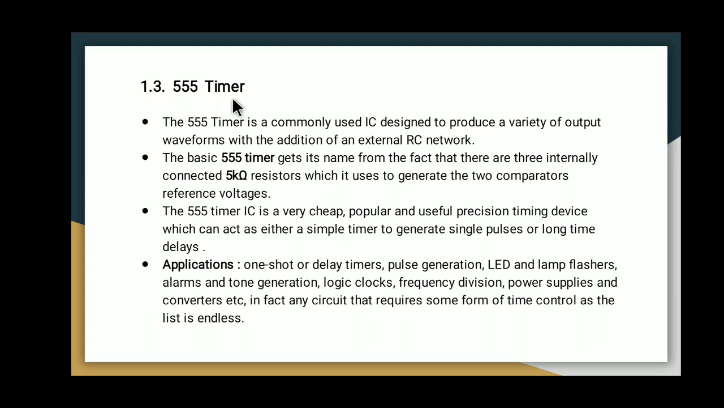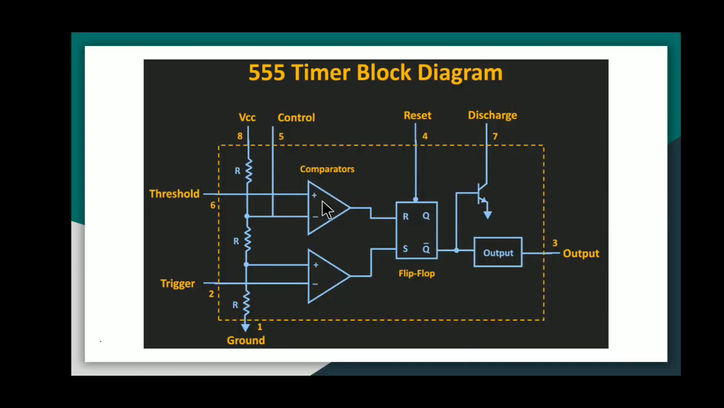555 timer. The IC 555 timer is one of the most popular and versatile sequential logic devices. It has two comparators, comparator 1 and comparator 2. The power supply is connected to three resistors which are connected serially. Each resistor has the rating of 5 kilo ohm. This is why it is called the 555 timer.